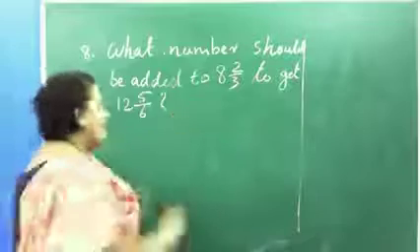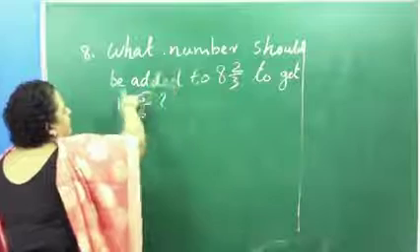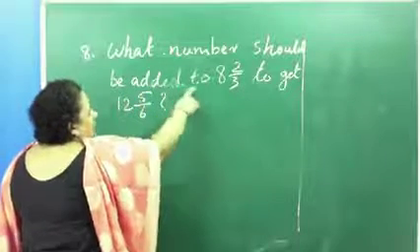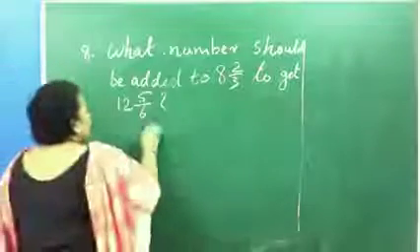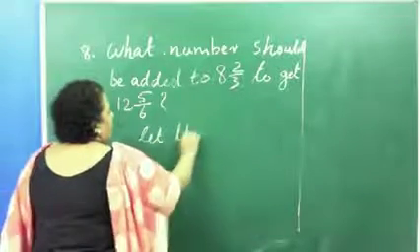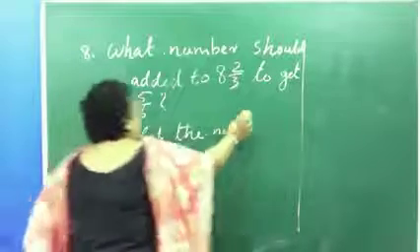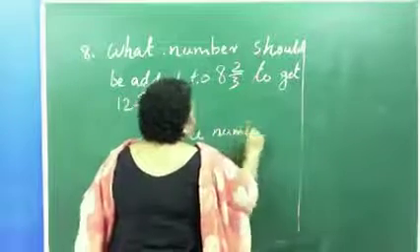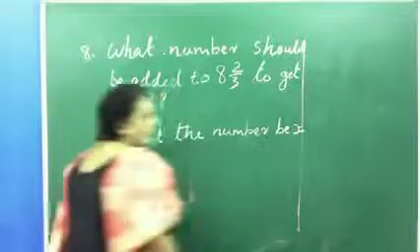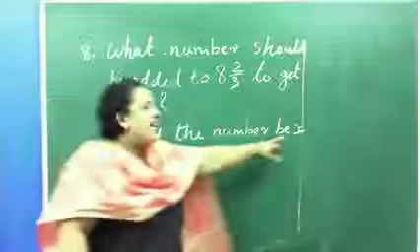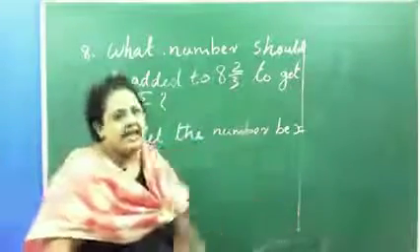What is that answer? So, I will just see how I am writing it. Okay. So, what number should be added to 8 2 by 3 to get 12 5 by 6? Let the number be x. So, I am writing the small italics x here. Okay. So, let the number be x.